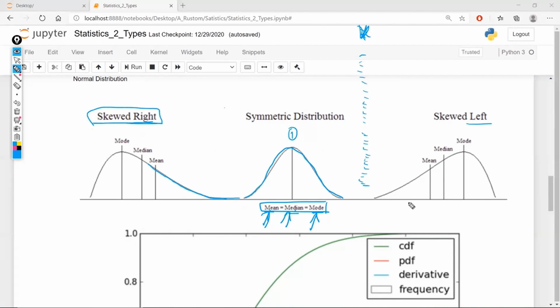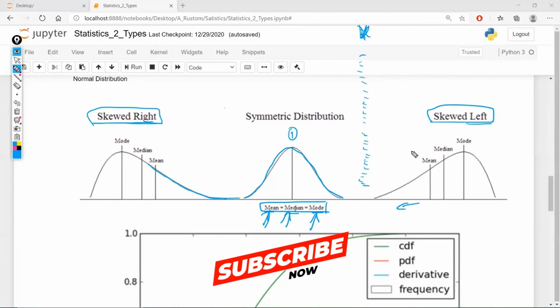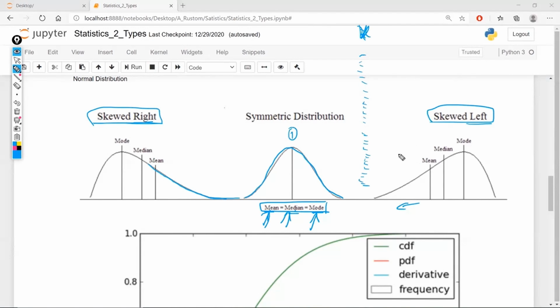Similarly, if the data is skewed on the left-hand side, we call it skewed left. So what kind of situation can we assume in this case? Let's take student marks. Assume that there are thousands of students in any particular section or level or class, whatever you can assume, 10th class or 12th, or whatever it is.